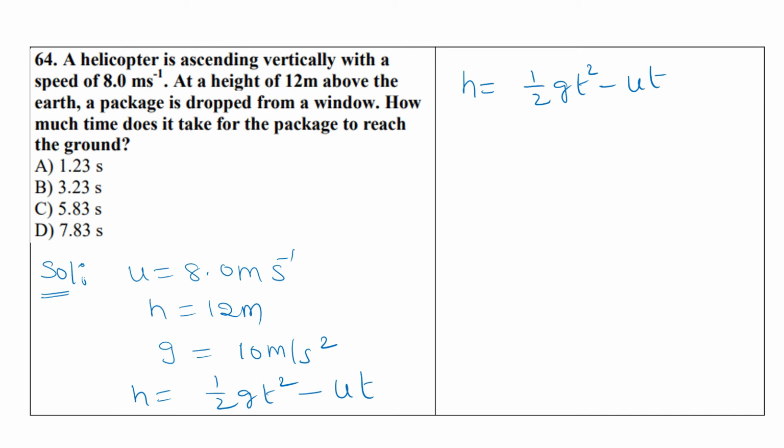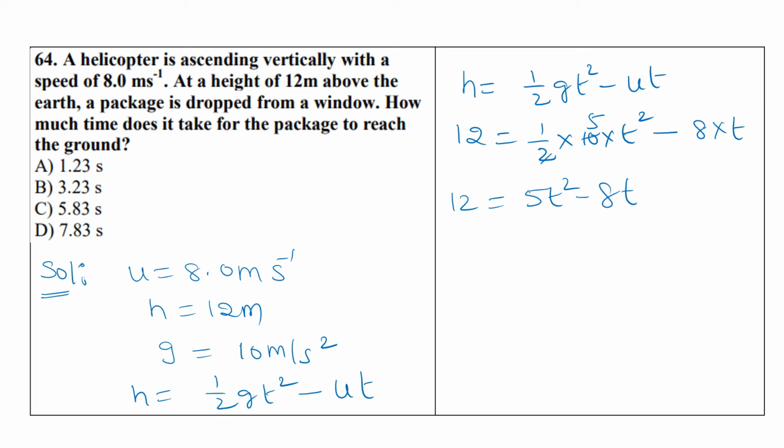Now substituting h, that is 12, 12 is equal to half g, 10, t square minus u into t, 8 into t. 2 ones are 2, 2 fives. So 12 is equal to 5t square minus 8t. So this can be written as 5t square minus 8t minus 12 is equal to 0.